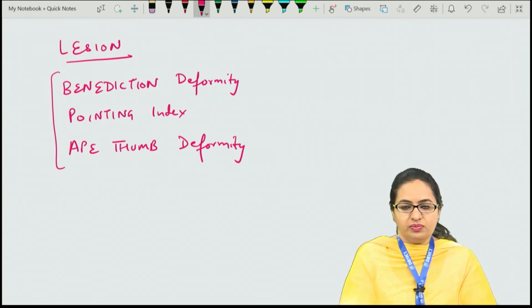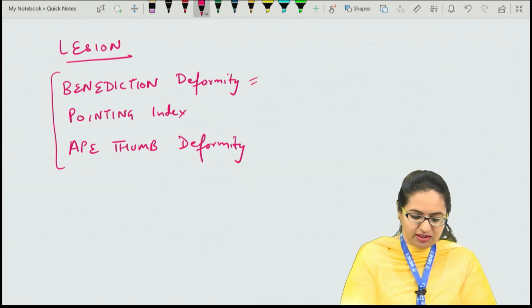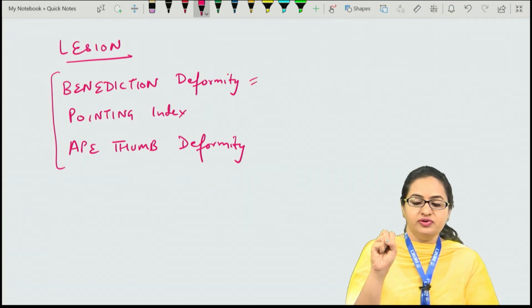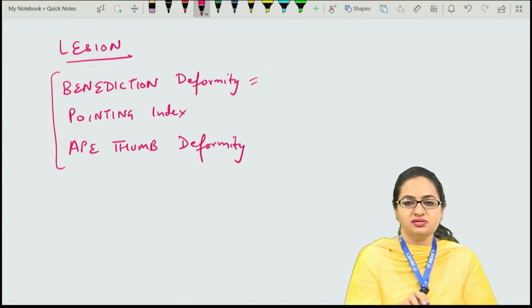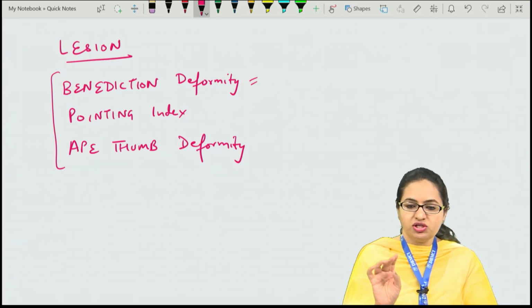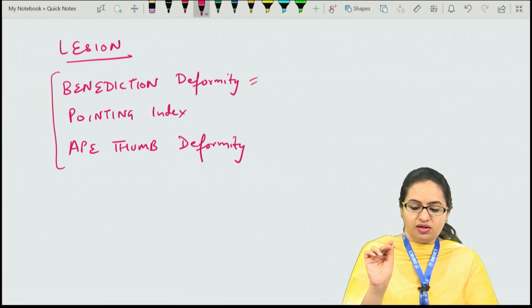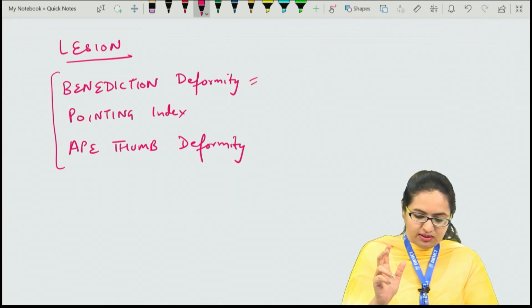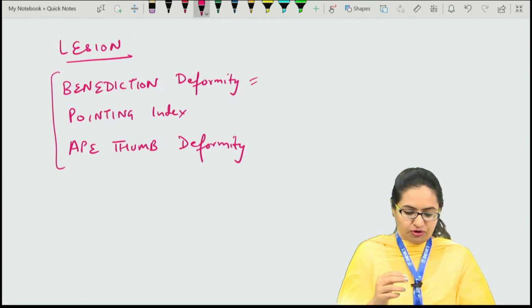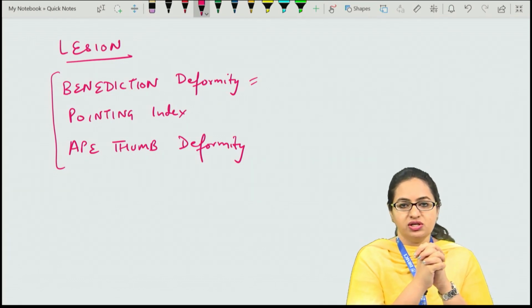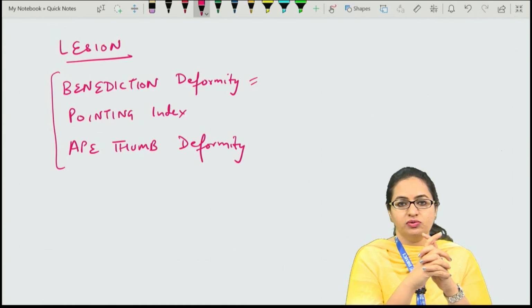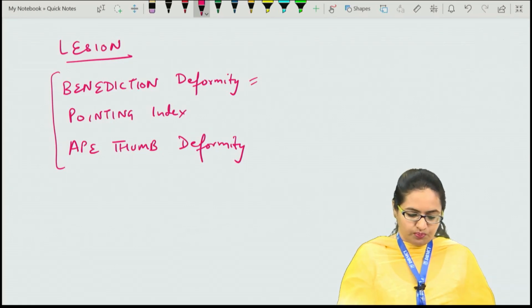It is termed as carpal tunnel syndrome. When we talk about the benediction deformity, when you try to make a fist, the lateral two fingers are not able to flex, and this is because the flexor tendons coming to these two fingers are paralyzed. That is why this deformity arises. For the pointing index, when you clasp your hands like this, also known as the Ochsner clasp test, the index fingers stand like this because they are not able to flex, and it is known as pointing index.